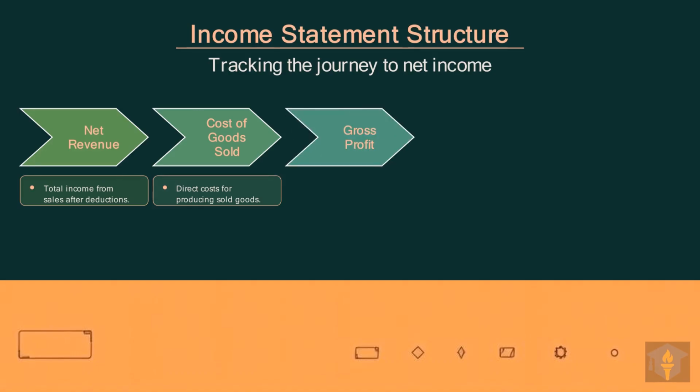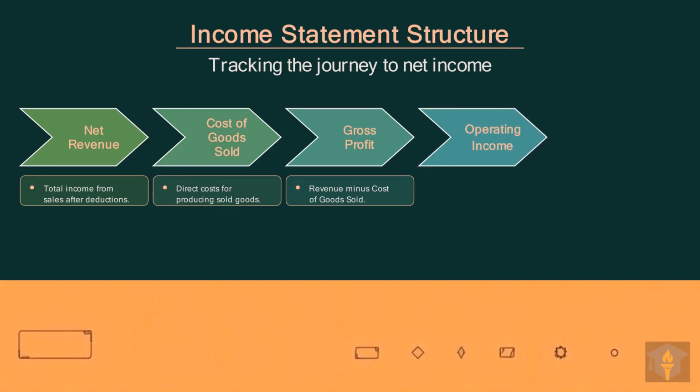This brings us to gross profit, calculated by subtracting cost of goods sold from net revenue. It shows how much profit is made from sales before any operating expenses are considered. Then we arrive at operating income, which is the profit after deducting all operating expenses. This figure reveals the profit generated from the company's core business operations, excluding taxes and interest.